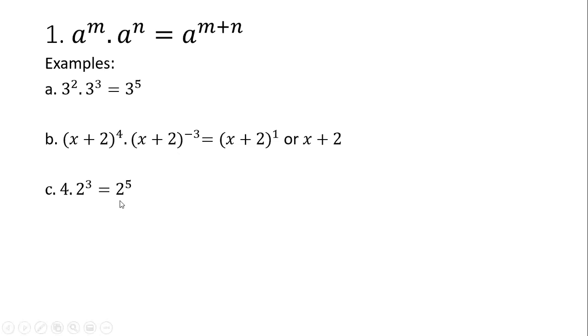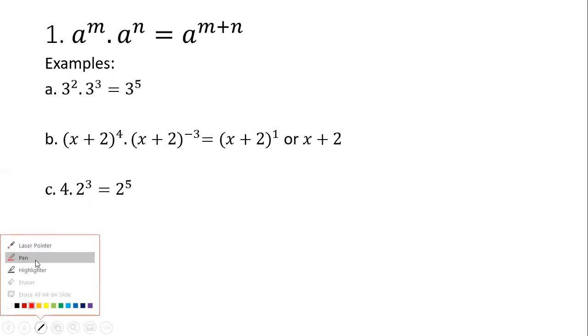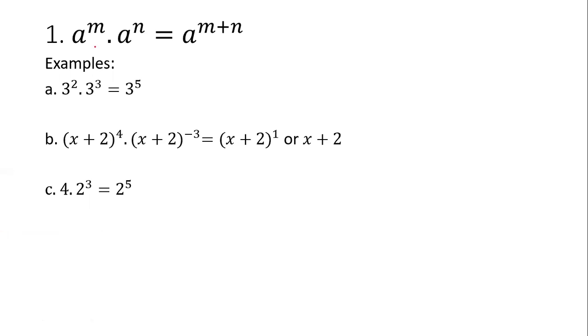The first rule or first law is a raised to m times a raised to n equals a raised to m plus n. This simply means that if you have two exponential expressions, so in this case, a raised to m and a raised to n, and you're going to multiply them, we simply copy the base and we add exponents.